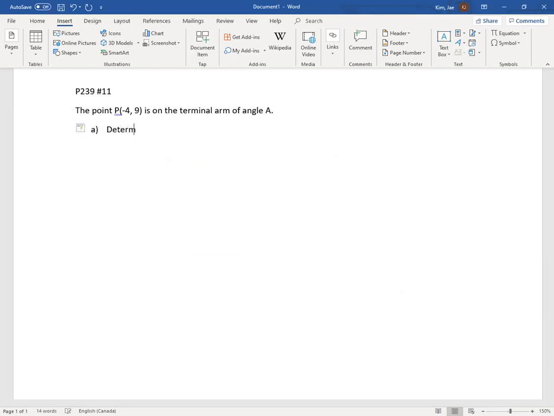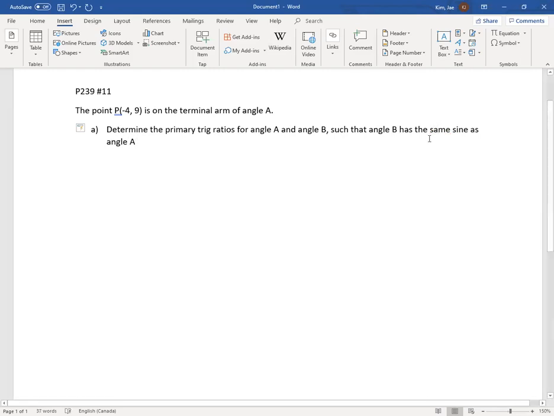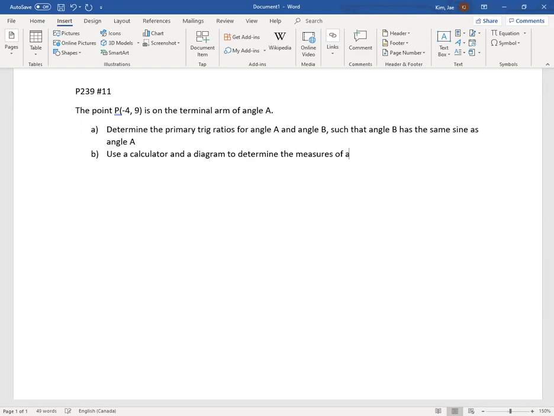Part A says, determine the primary trig ratios for angle A and angle B, such that angle B has the same sign as angle A. So there's enough clues there to navigate around the Cartesian coordinate. And then it says, use a calculator and a diagram to determine the measures of angle A and angle B to the nearest degree. I'm actually going to draw the diagram first anyways, because I think it's important. I highly recommend it when you're doing CAST rule questions. Here we go.